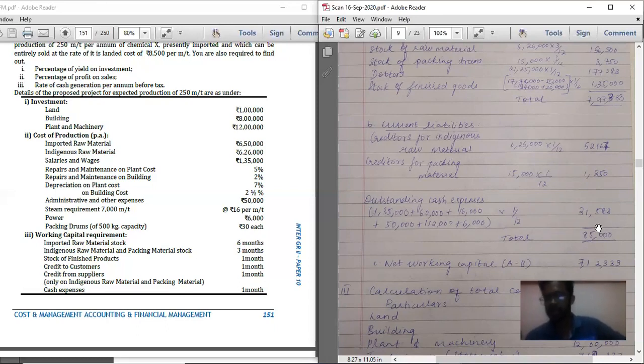52,167 plus 1,250 plus 31,583. So total is 85,000. Below that, in respect of that 85,000, put total.